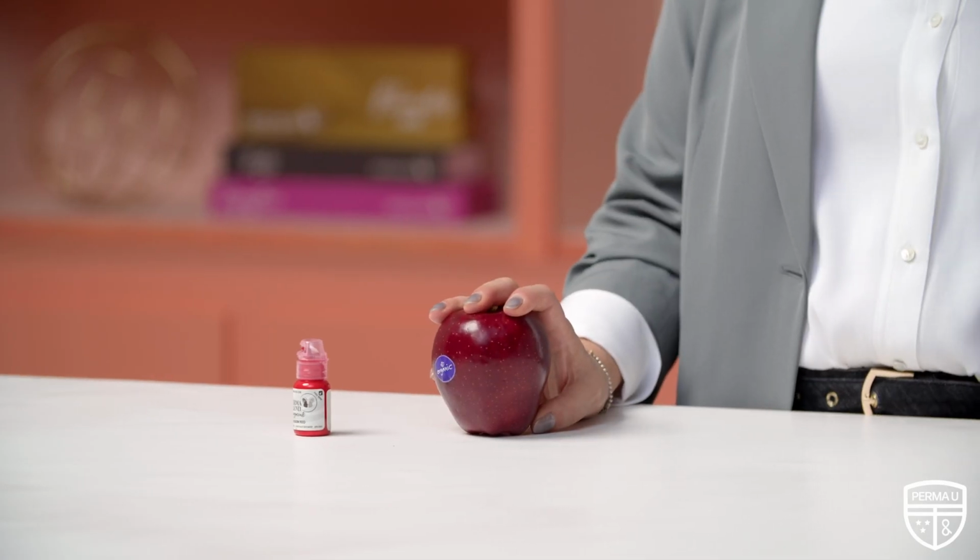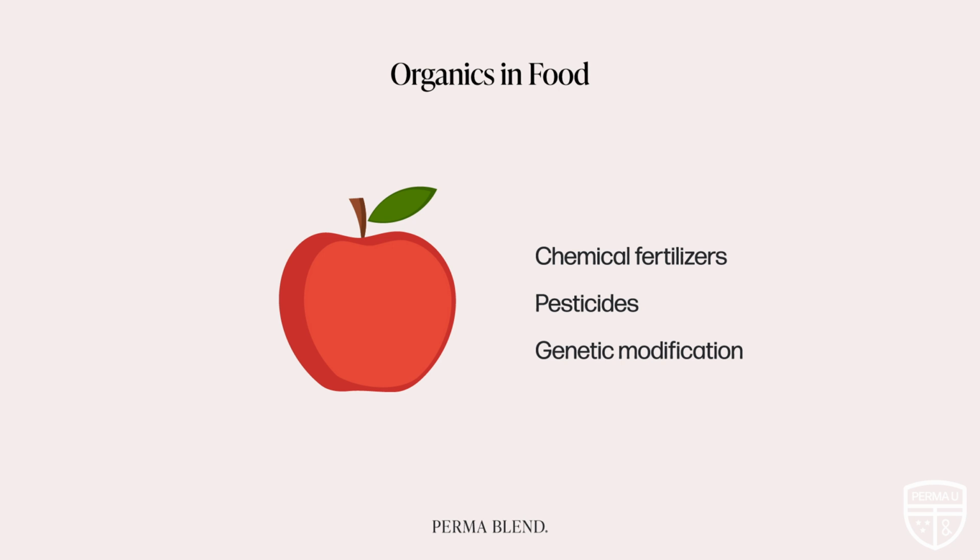One of the misconceptions around organic pigments is that we automatically correlate the word organic to the classification of foods. Interestingly enough, the definition of organic and inorganic for pigments is quite different. Take this apple, one of my favorite colors of the Perma blend line, passion red. Both of these are organic, but not the same type of organic. With food, the terminology comes from not using chemicals, fertilizers, pesticides, or genetic modification. With pigments, these factors do not exist in the process.